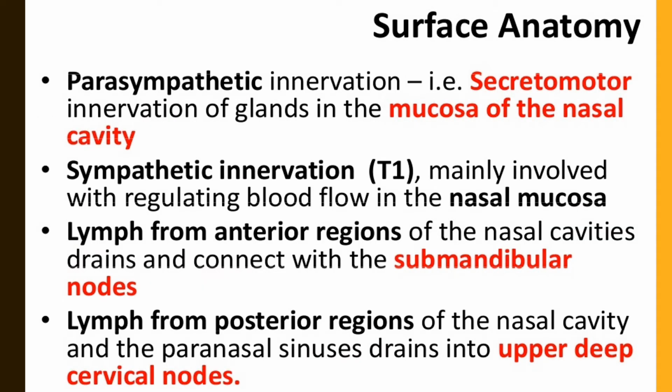In continuation with surface anatomy, parasympathetic innervation provides secretomotor innervation of glands in the mucosa of the nasal cavity. Sympathetic innervation at thoracic one nerve is mainly involved with regulating blood flow in the nasal mucosa. Lymph from the anterior region of the nasal cavity drains and connects with the submandibular nodes. Lymph from posterior regions of the nasal cavity and the paranasal sinuses drains into upper deep cervical nodes.